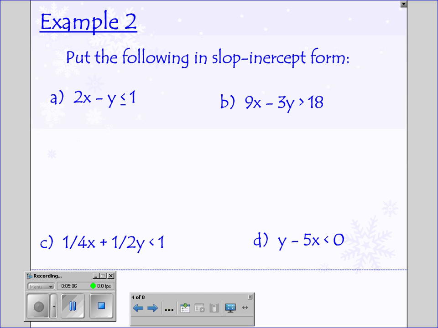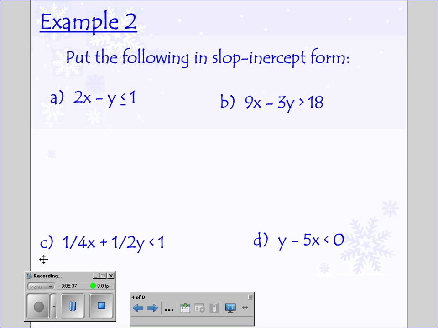Next, we're going to practice putting these inequalities in slope-intercept form. So go ahead and copy down example 2 and copy down the directions. Put the following in slope-intercept form, and then we're going to look at A together. This is just like what we had in the homework last night. Don't let it trick you that you have two variables. Slope-intercept form basically is getting y by itself.